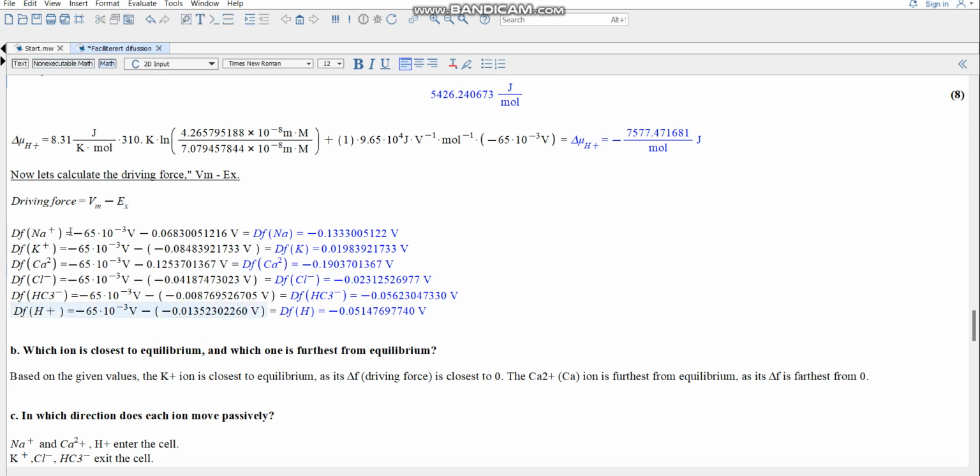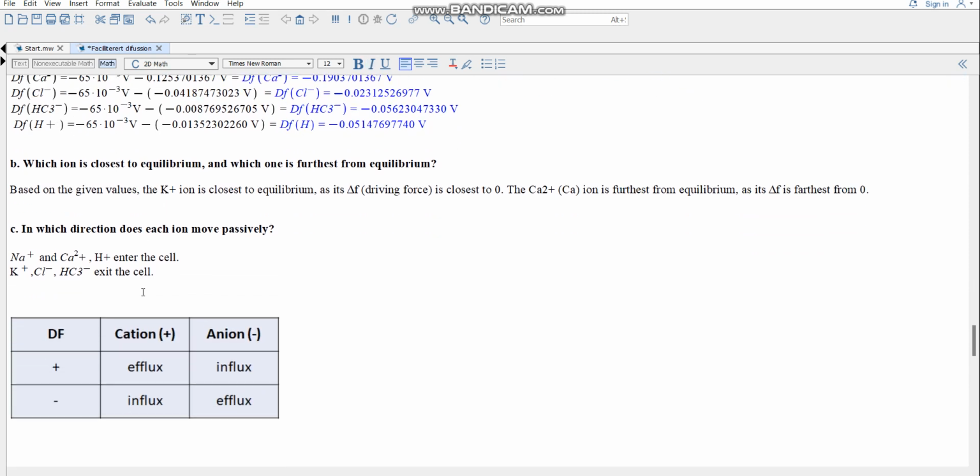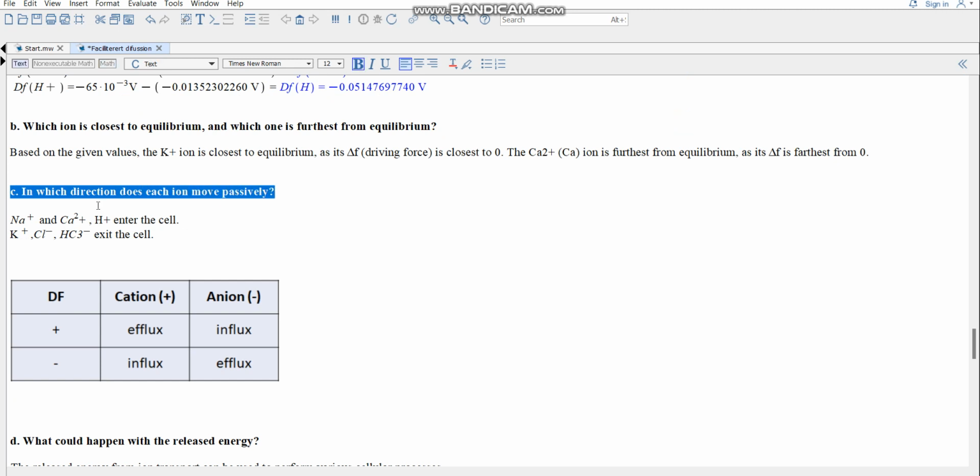By the way, just so you guys understand here, if the driving force is positive, for example, for potassium here, that of course means that the membrane potential is higher than the equilibrium potential. And likewise, if the driving force is negative, for example, for sodium here, it means the equilibrium potential is greater than the membrane potential. Now let's do this one right here. In which direction does each ion move passively?